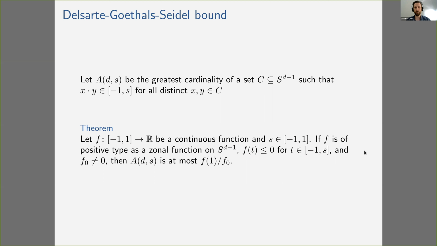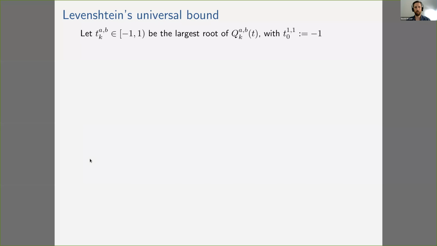And what we did on the previous slide shows you that you can actually approximate these optimal functions by non-negative linear combinations of these Gegenbauer polynomials. And then you can use that to use linear programming or semi-definite programming to numerically compute this bound. But what Levenshtein did instead, he analytically constructed very good feasible solutions to the Delsarte-Goethals-Seidel bound.